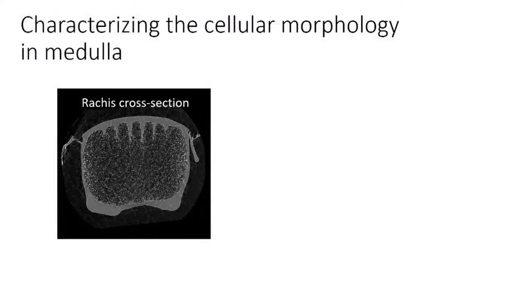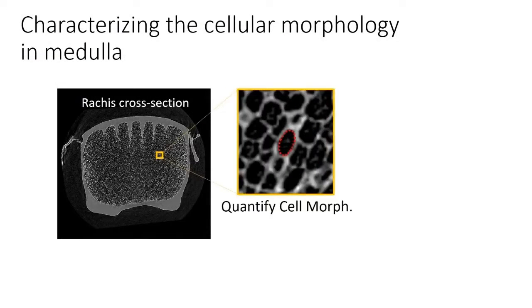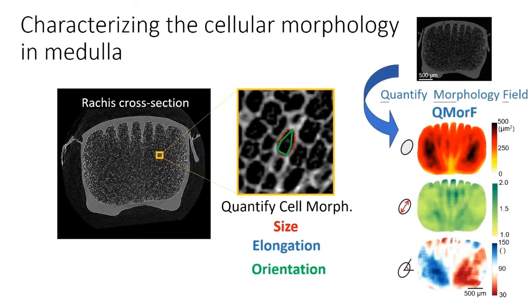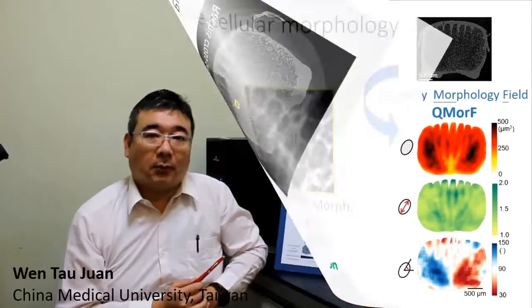We developed a novel analysis, QMorph, to resolve the cellular organization in the medulla. After coarse-grained measurement of the cellular size, orientation, and elongation over the entire rachis cross-section, the spatial distribution of the cellular morphology in medulla is quantitatively revealed. We discovered that the rachis is integrated quite differently in nature.